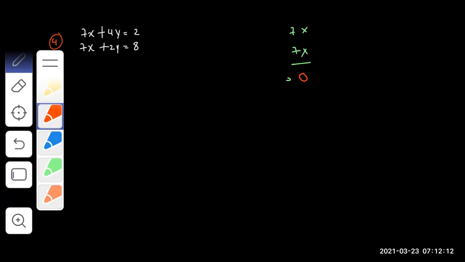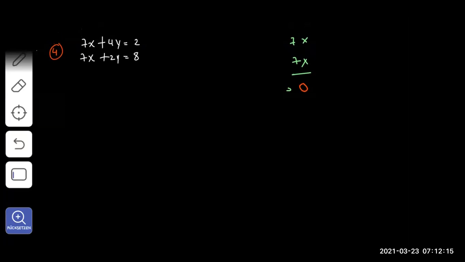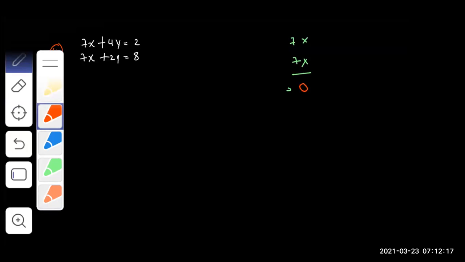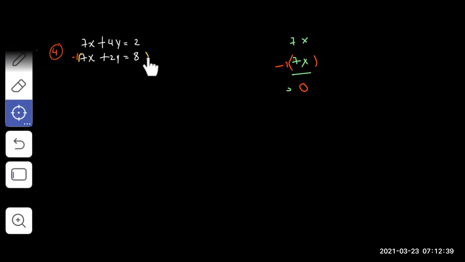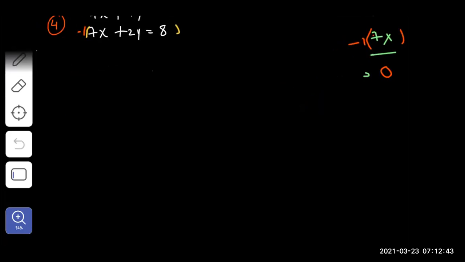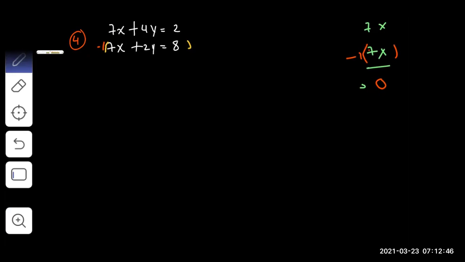Which one do you want to make negative, the first one or the second one? The second one. Okay, let's take the second one. I'm going to multiply the second equation by -1. Take a look at what I'm going to do. I'm going to zoom in just a little bit here, and I'm going to rewrite the equations.